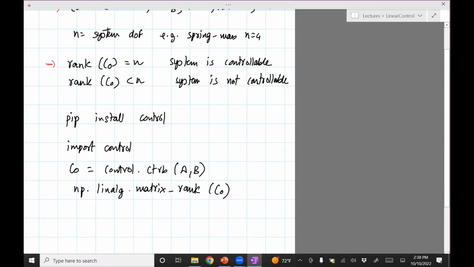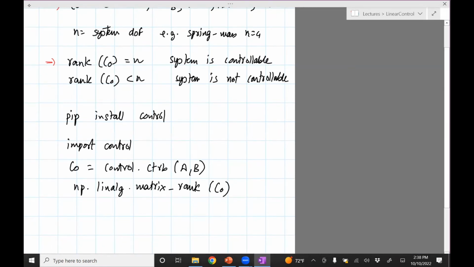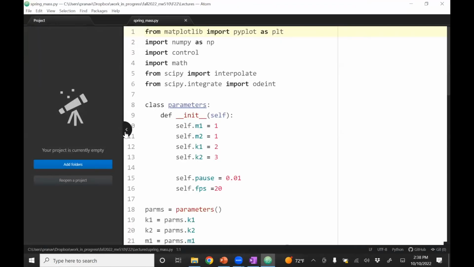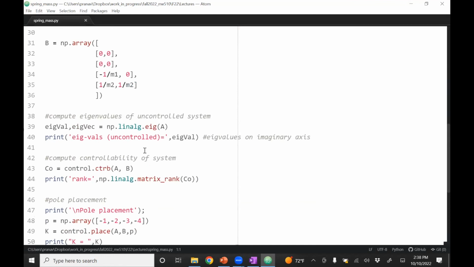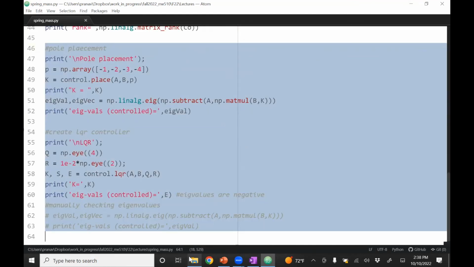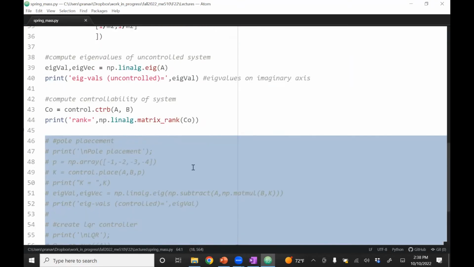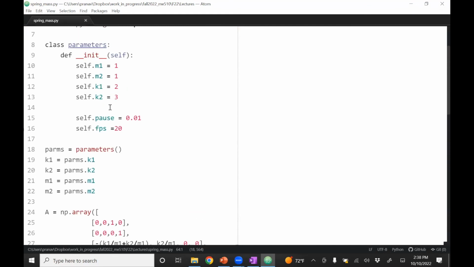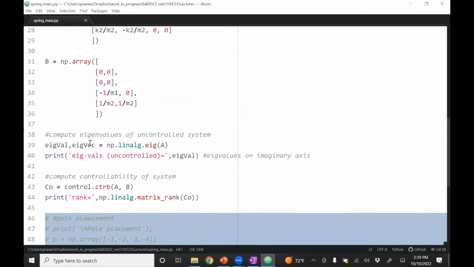Let me show you the code first, and then we'll talk a little bit more about control, but let me show you how to do this in Python. I did a bunch of things, including the controller, but I'll show that in a bit. So I define the case and I put in some random numbers. I create A, create B.